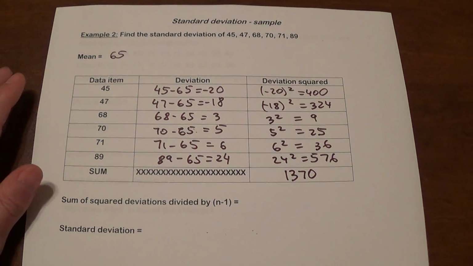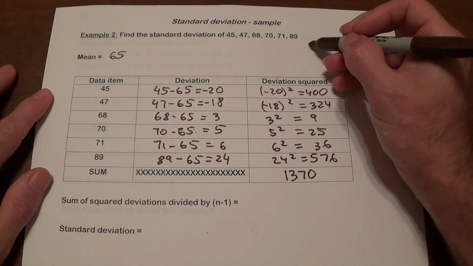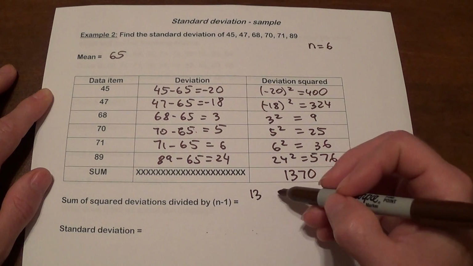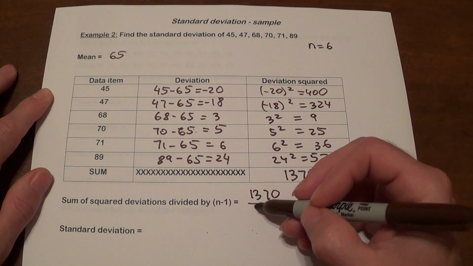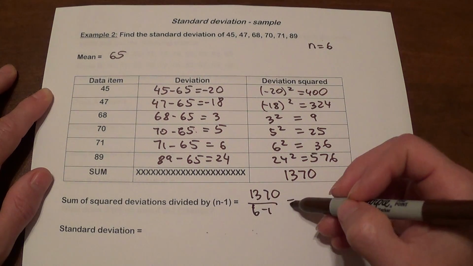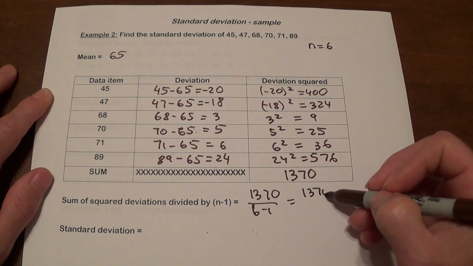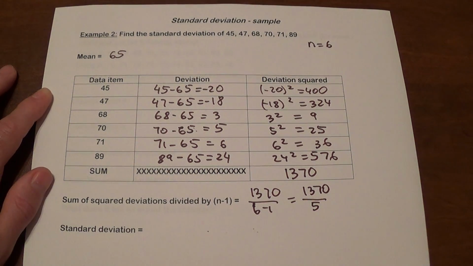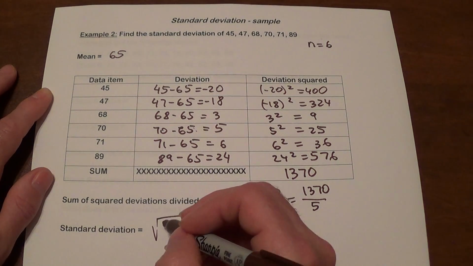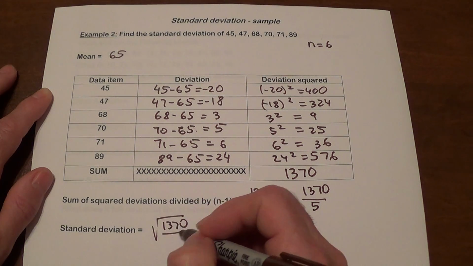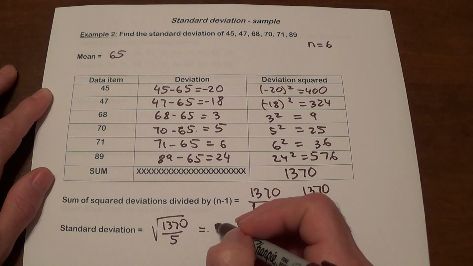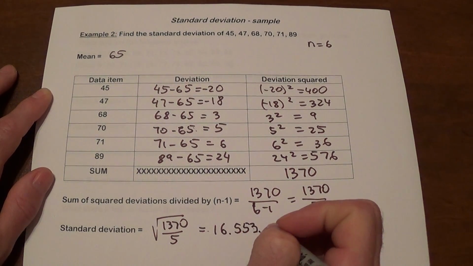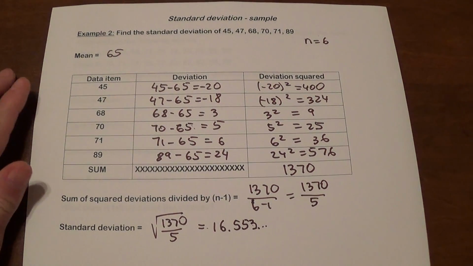So we divide this, we also have 6 items here, so we're going to divide by n minus 1, so 1370 divided by 6 minus 1, which is 1370 divided by 5, and finally the square root of that number is going to be 16.553, etc.